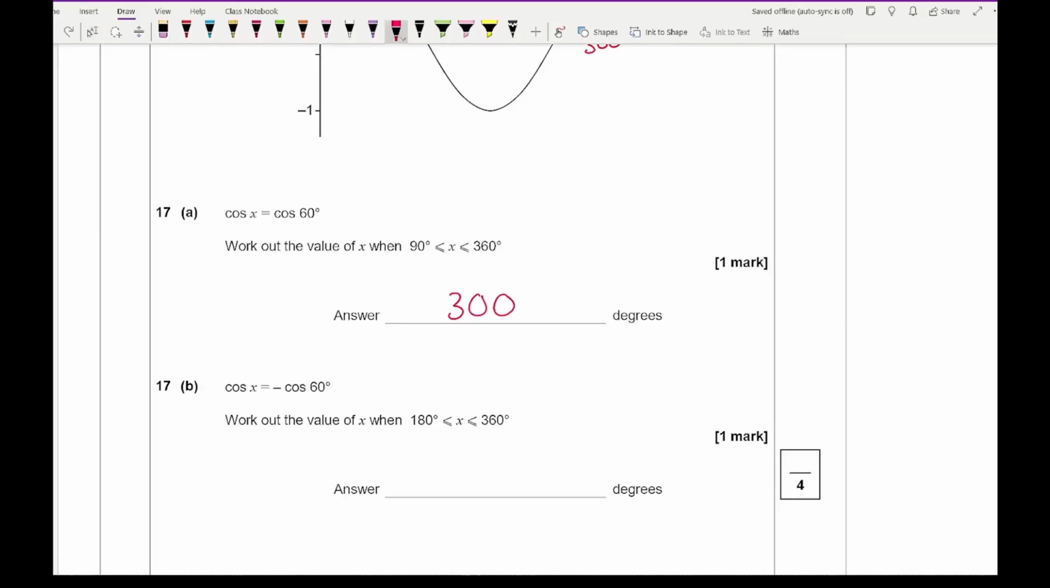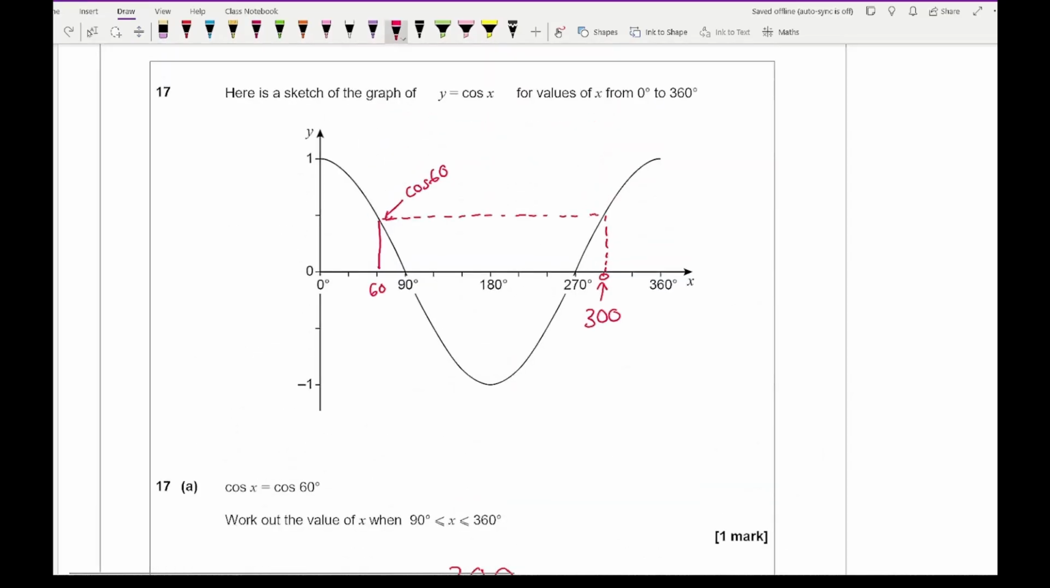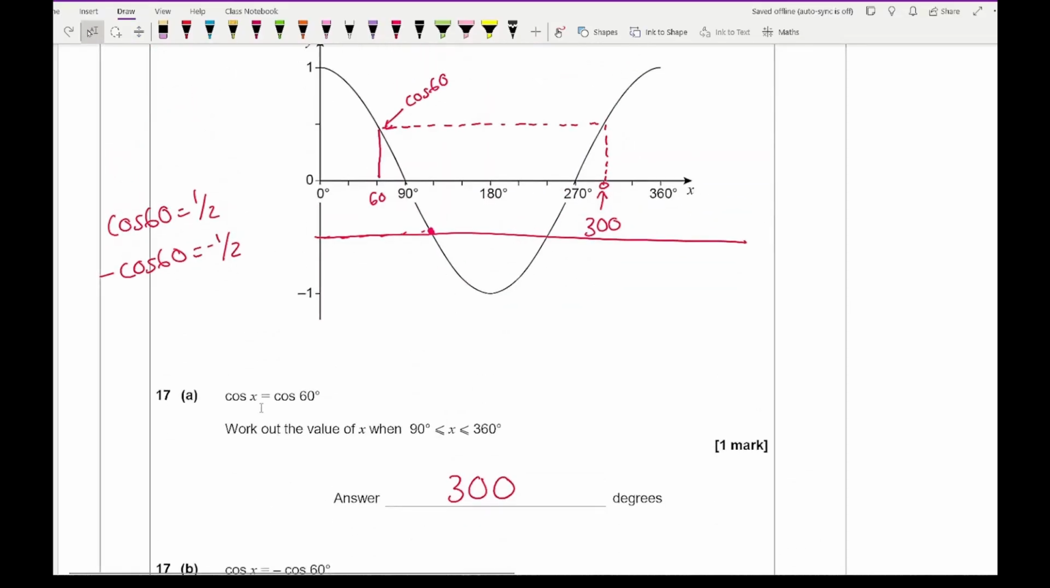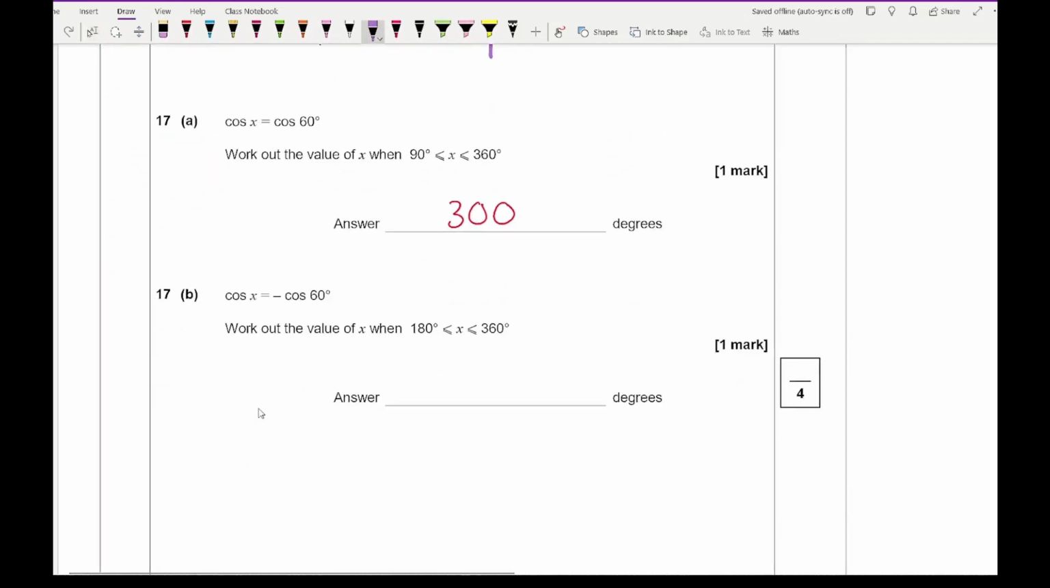It then says for 17b, cos x equals minus cos 60. So if I find minus cos 60, well, cos 60 is there, so the minus cos 60 is going to be here. Now, cos 60 equals a half, so minus cos 60 is going to equal minus a half. So if I just draw that line straight there. Now, in terms of the region, it's wanting it between 180 and 360, so I'm wanting the region from here to here, and as you can see, it intercepts at one point there. So it's going to be 270 take away 30, so that's going to be 240.